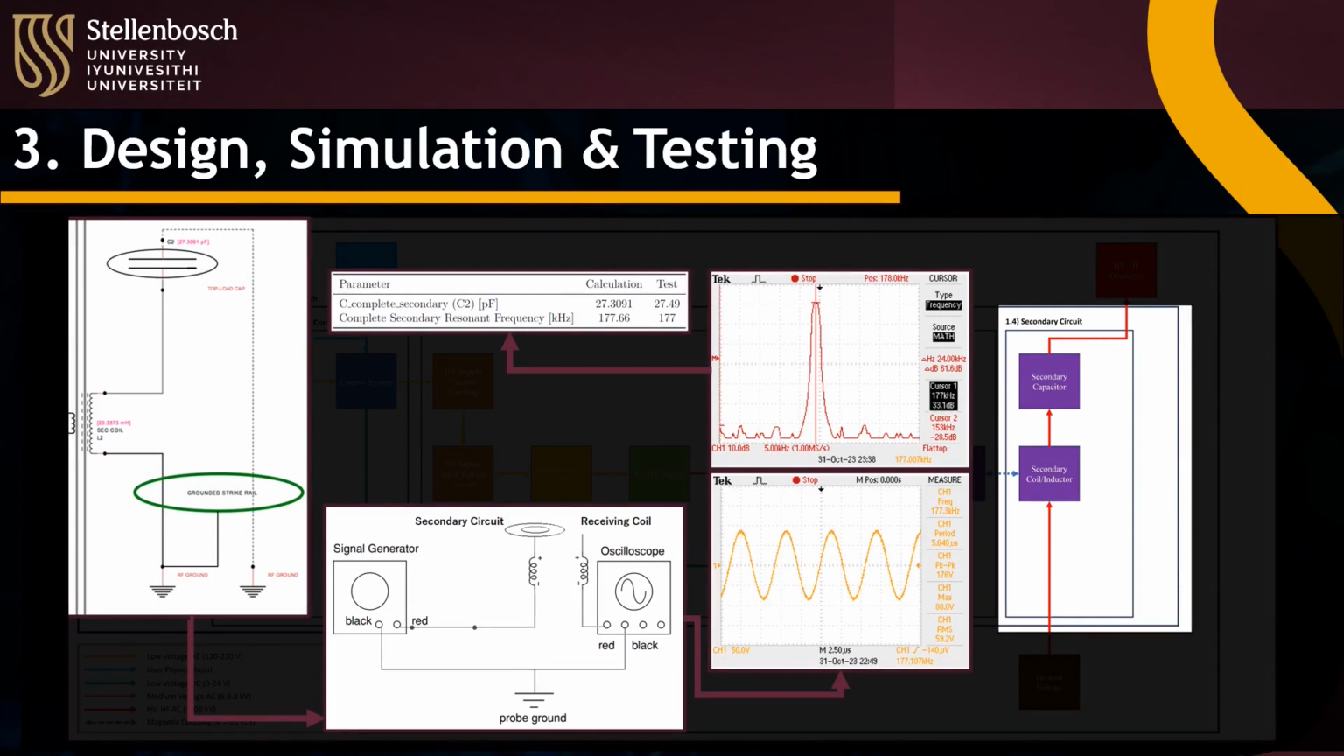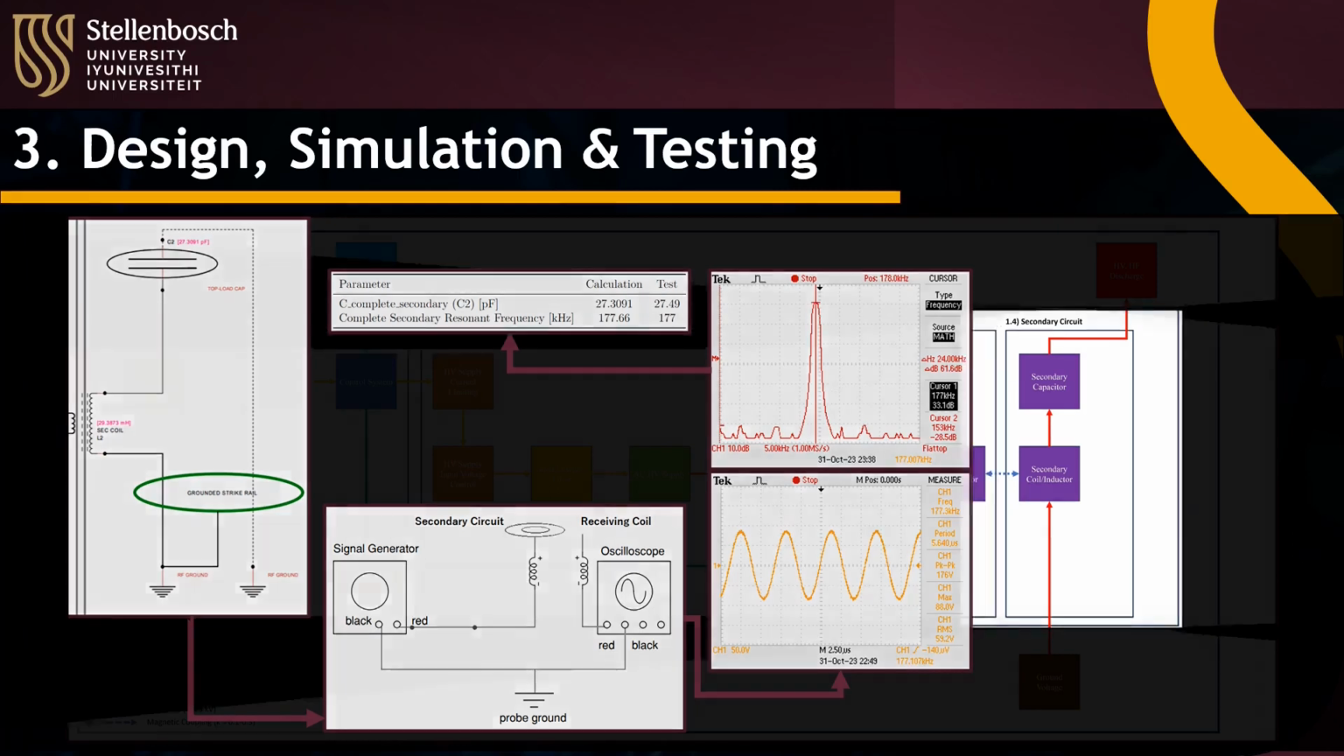The resonance test had also been conducted on the complete secondary circuit to calculate the complete secondary capacitance resulting from the toroidal top load and the interwinding capacitance. As can be seen from the table, the calculated and tested resonant frequency of the secondary coils are close to one another, indicating proper design and construction.